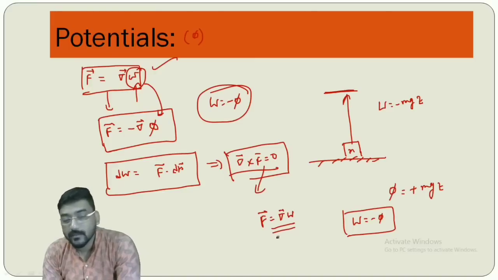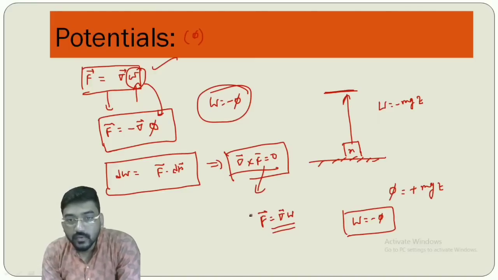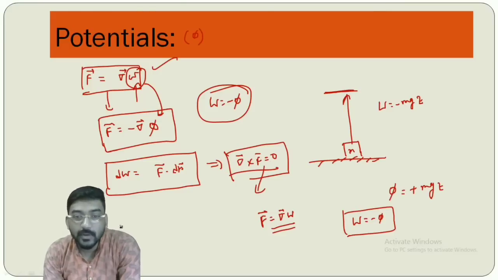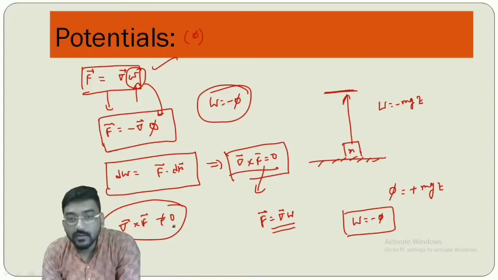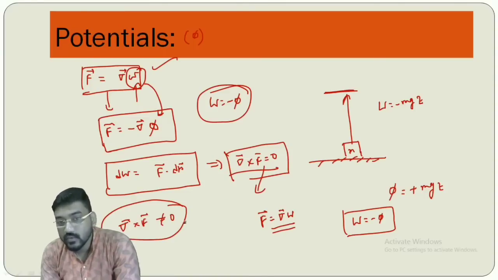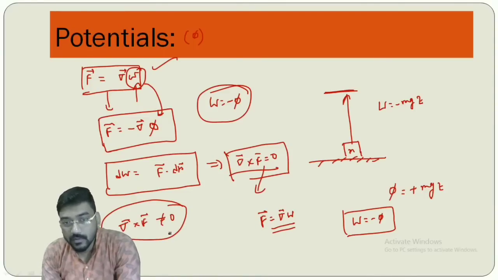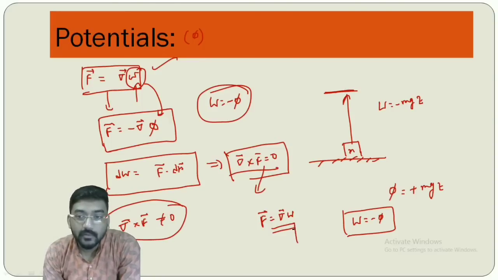So it will be obvious. Otherwise, if by calculating we find that curl of f is not equal to 0, then it is not necessary to try to find out f, because you cannot find w. If curl of f is not equal to 0, then you cannot find w.